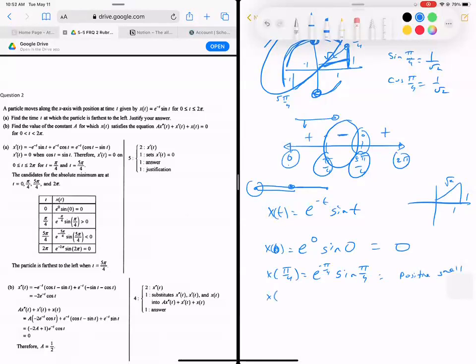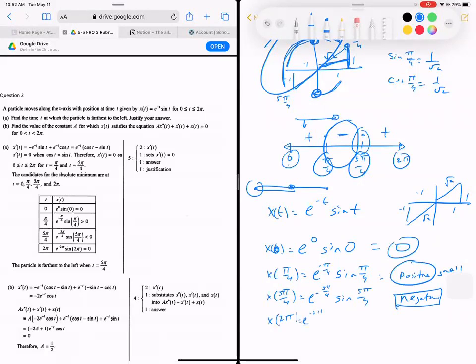Next one, x of 5 pi over 4: e to the negative 5 pi over 4. That's going to be a very small number. What is the sine of 5 pi over 4 though? Okay, that's actually a negative number, so this is negative. So the position here is the only negative so far. We've had 0, positive, and let's look at our last point, x of 2 pi: e to the negative 2 pi times sine of 2 pi. That's going to be 0.